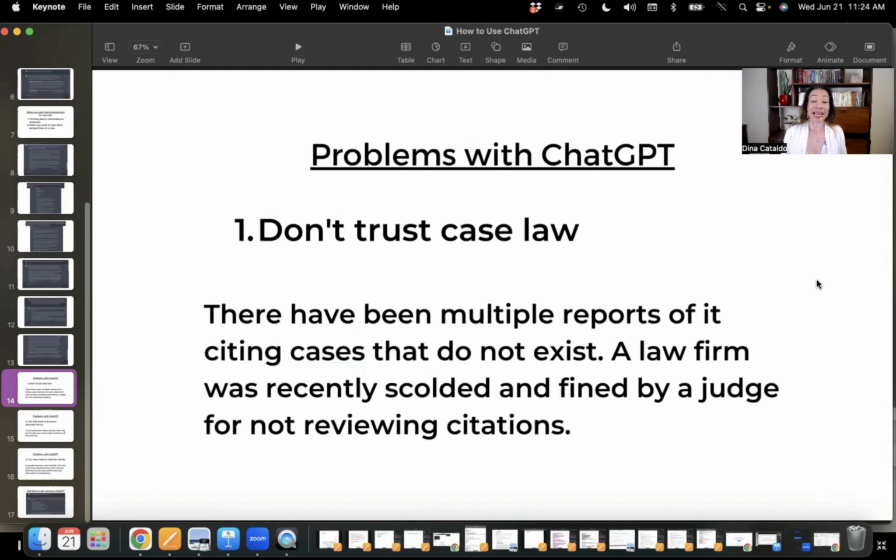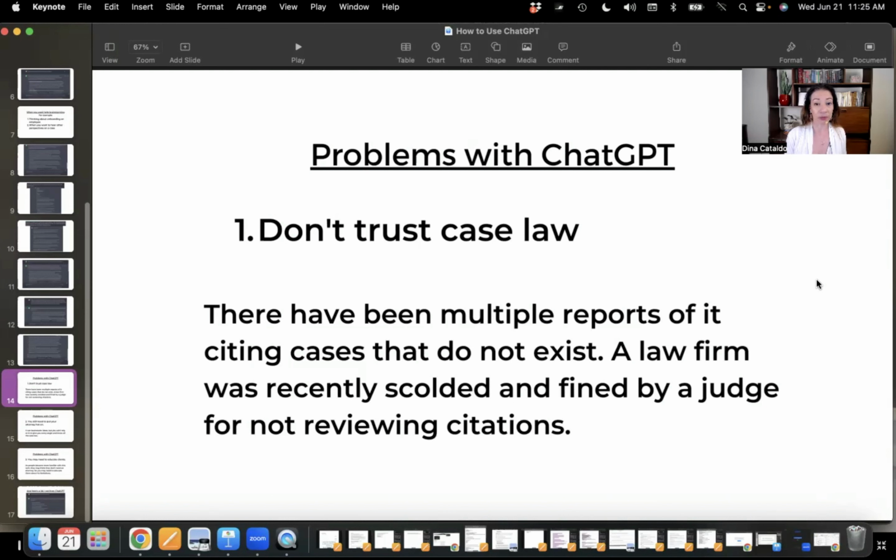So the first one that I see is that you simply cannot trust the case law. There have been multiple reports of it citing cases that do not exist, right? You do not want to use the case law that it offers at all. A law firm was recently scolded and fined by a judge for not reviewing citations. So there are firms that are currently using it, and not like low-level firms. These are firms that you would be shocked, right? They are using ChatGPT in a replacement of critical thinking of an attorney. That simply is not something you can do. You will be disbarred.